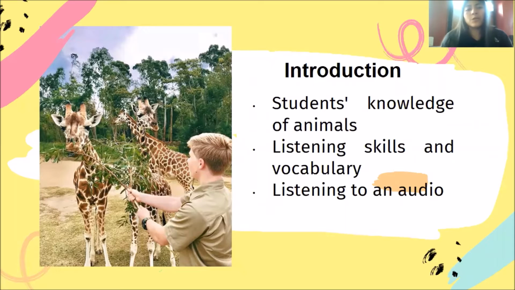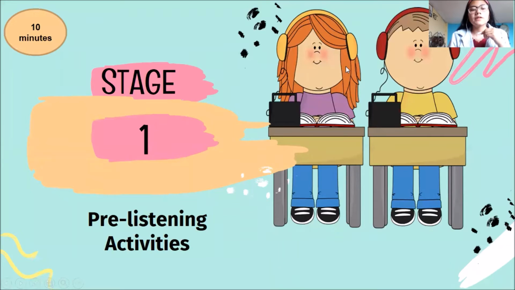This lesson focuses on developing students' knowledge of animals. It helps them to develop their listening skills and vocabulary. In addition, their ability to complete and recognize while listening to an audio. The activities to develop listening skill are tags of true and false, writing, and correct answers. So let's start with the first stage, the pre-listening activities. This has a time of 10 minutes.